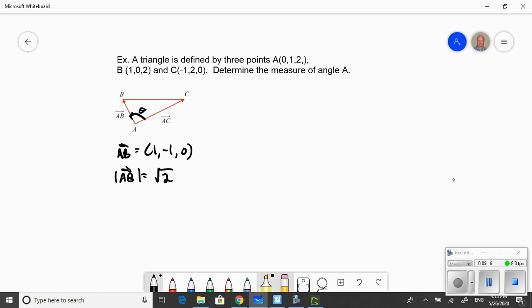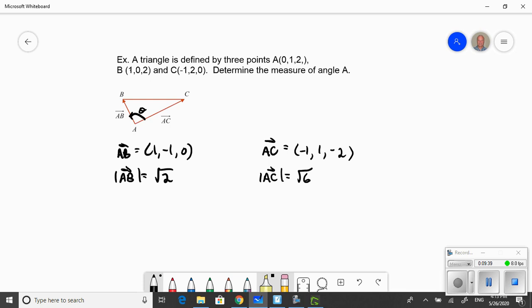Okay, similarly, let's do AC. I start at A and I end up at C, so I'm taking -1 take away 0, that's -1. 2 take away 1 is 1, and 0 take away -2 is -2. And magnitude of AC, it'll be 4 plus 1 plus 1, so √6 here. That's a fast way to do these calculations.